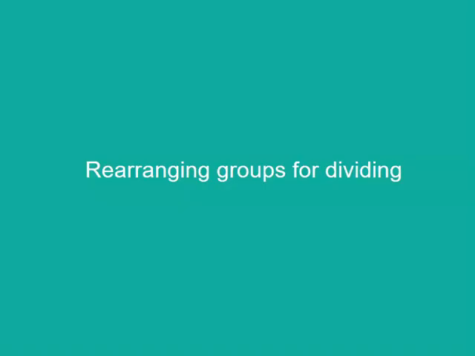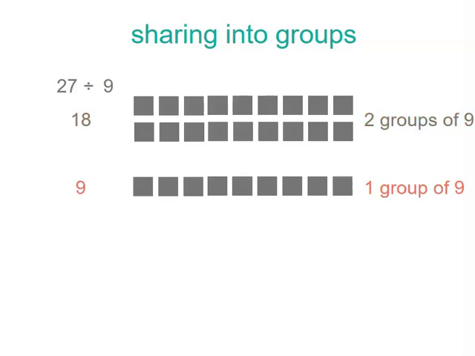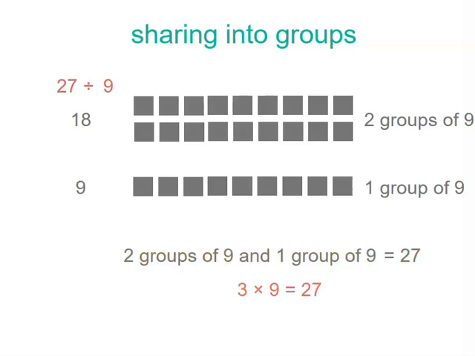Now I can do the same thing for dividing. Here's an example with dividing. 27 divided by 9, or shared maybe into groups of 9. I know that 2 groups of 9 is 18, and I know that 1 group of 9 is 9. Now let's have a look. 18 plus 9. Well, 18 plus 10 is 28. Take away 1 is 27. So there's my 27, and it's made up of 2 groups plus 1 group. 2 groups of 9 and 1 group of 9 equals 27. Therefore, 3 groups of 9 equals 27.